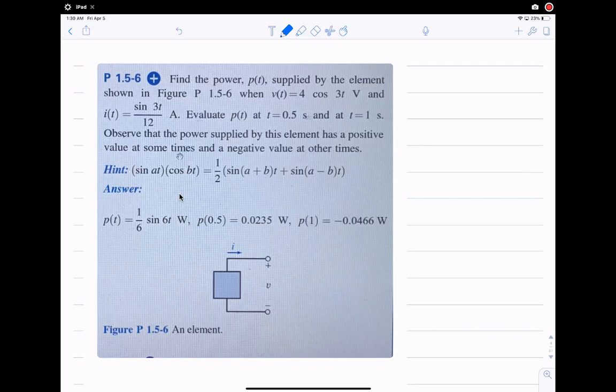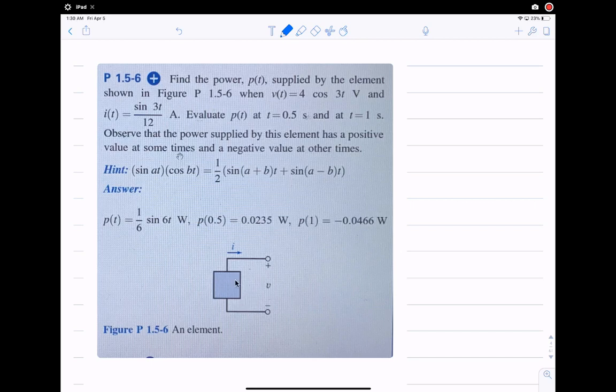Hello everyone. Let's continue with our talk about the power. This example talks about variable power. Now, whenever I say variable, that means it's related to time. So the power is changeable. You won't have just a fixed number for it. So here, find the power P of t supplied by the element shown in this figure.